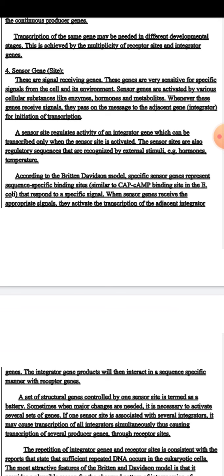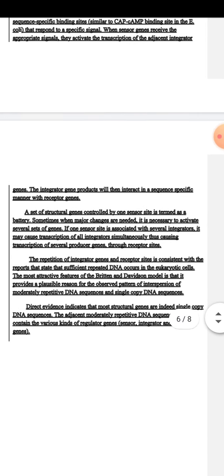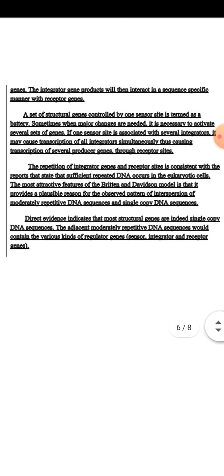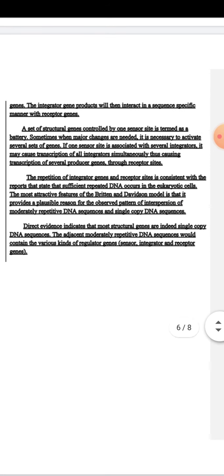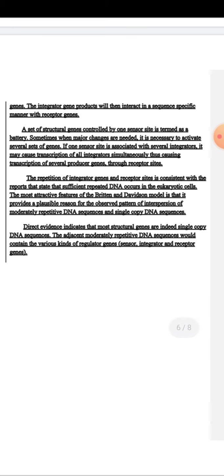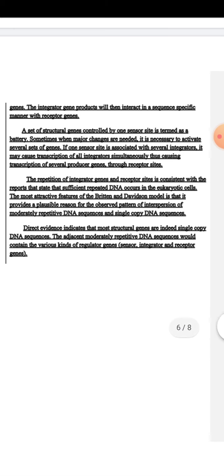When sensor genes receive the appropriate signals, they activate the transcription of the adjacent integrator genes. The integrator gene products will then interact in a sequence specific manner with receptor genes. Now, a set of structural genes controlled by one sensor gene is termed a battery.